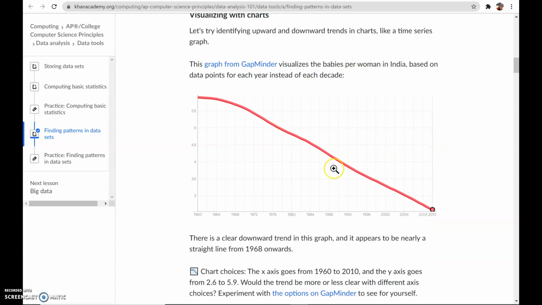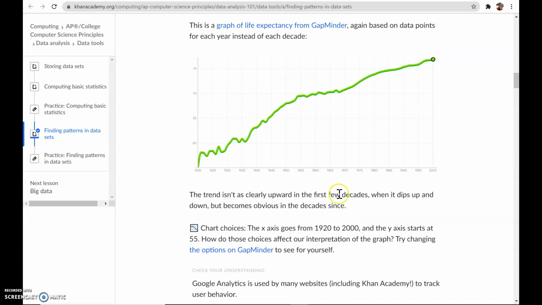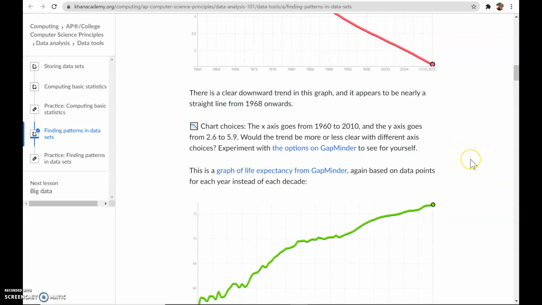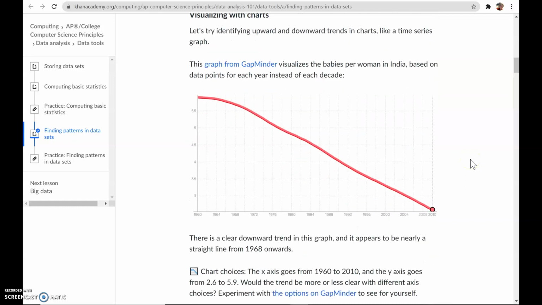Number one, trends can go a couple of ways. They can look like this, they can look like this, or they can look like this. They can look a whole bunch of different ways. If a line on a graph is going like this, it is a decreasing trend. We started at a high point on the y-axis, up on the 6, and then decreased all the way down to below 3. So it starts on the top left and goes down to the bottom right.